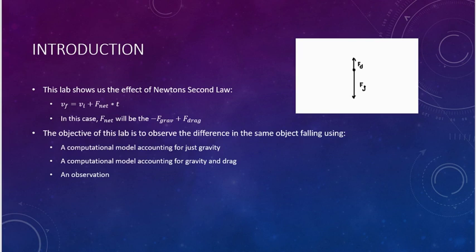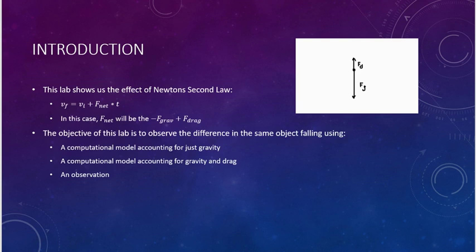To start off with, this lab shows us the effects of Newton's second law, which is the final velocity is equal to the initial velocity plus the net force multiplied by the change in time. In previous labs, we've seen the net force is typically just affected by something as simple as a push, and in this case, the net force will be the force of gravity pointing in the downward direction, which can be seen in the free body diagram to the right over here, plus the force of drag, which is in the positive y direction. So there's two more components in calculating the net force.